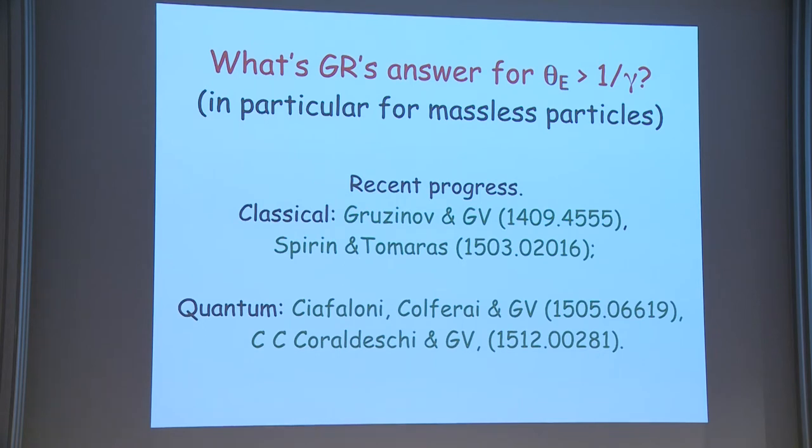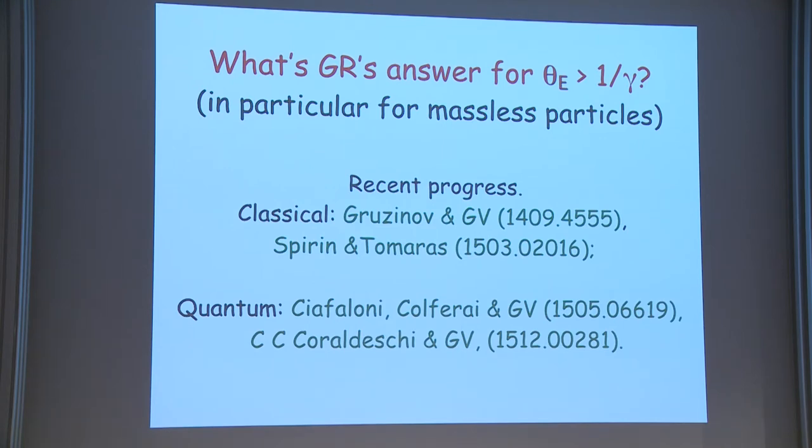There are no logs. There are soft logs. There are soft divergences, but no collinear divergences. So if you take QED, then there are two kinds of infrared effects. One is the soft divergences, and those are common to gravity and gauge. And the other is the collinear divergences, when the emission is collinear, which is precisely what happens if you have massless particles. And Weinberg already noticed that in gravity, the second kind of divergences are not there. I'll come back to that.